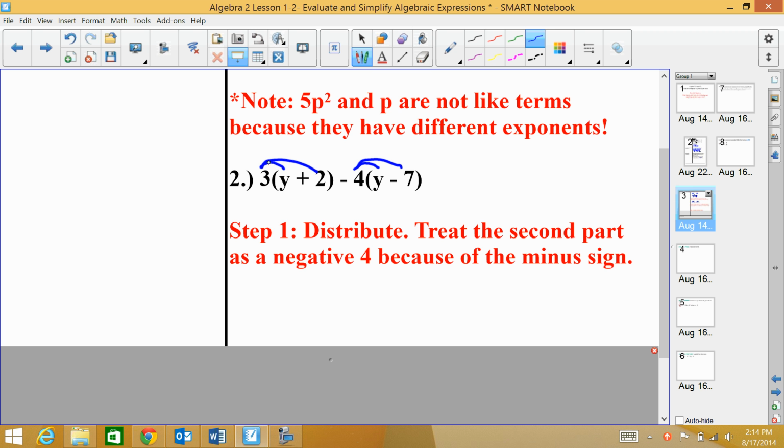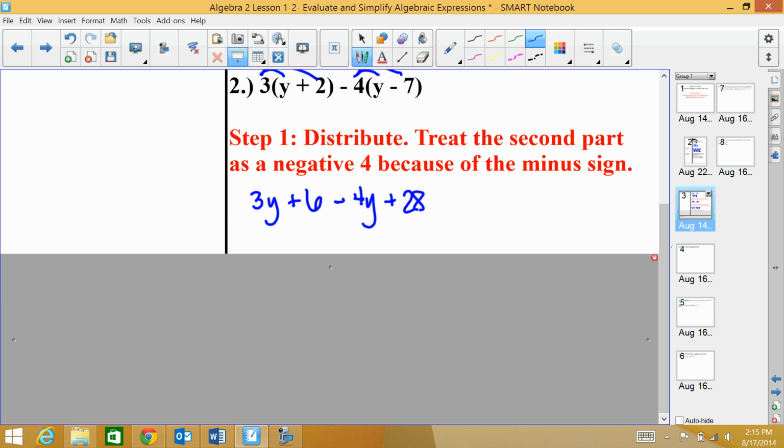So if we distribute 3 times y, we get 3y. And then 3 times 2, we get positive 6. And then negative 4 times y would be negative 4y. And negative 4 times negative 7 would be positive 28. So we're going to go ahead and combine the like terms now. So we can combine the 3y and the negative 4y, and we can combine the 6 and the 28.